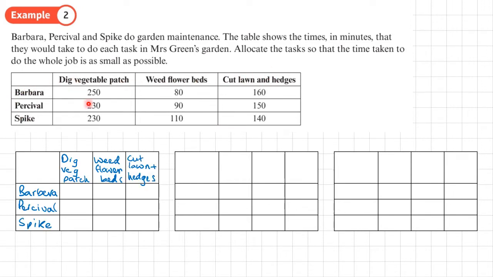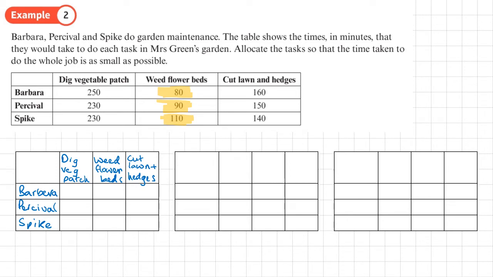Okay, so let's start first of all with our row reduction by finding the smallest value in each row. So the top row, the smallest value is 80. Middle row, smallest value is 90. And the bottom row, smallest value is 110. So we're going to subtract those values from each value in each row.